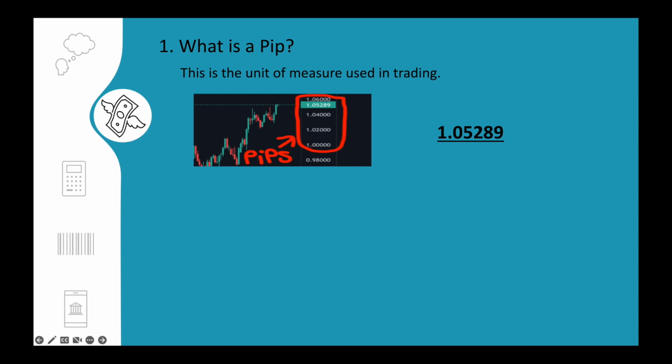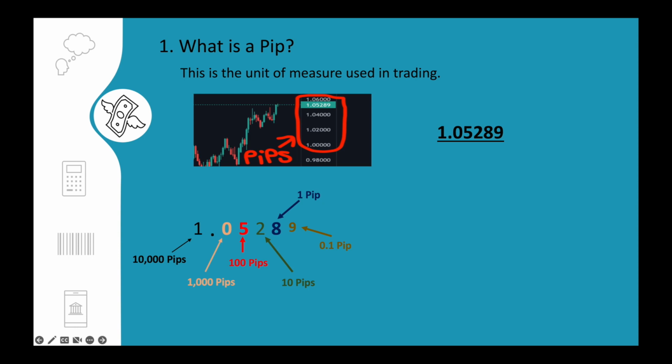So we're going to move from right to left and break this price down in pips. Our 9 is going to hold the place value for 0.1 pip. The 8 is going to hold the place value for 1 pip. The 2 is going to hold the place value for 10 pips. The 5 will hold the place value for 100 pips. The 0 is going to hold the place value for 1,000 pips. And the 1 is going to hold the place value for 10,000 pips.